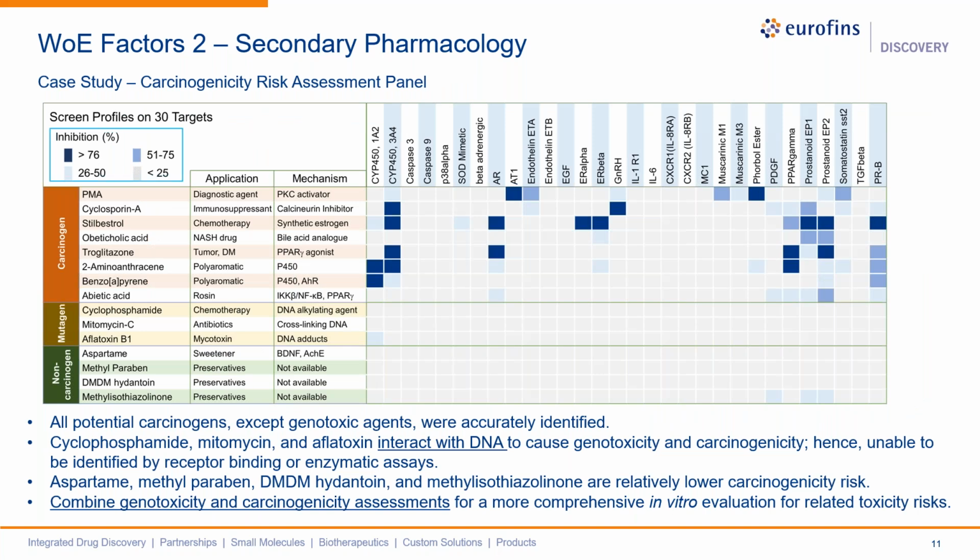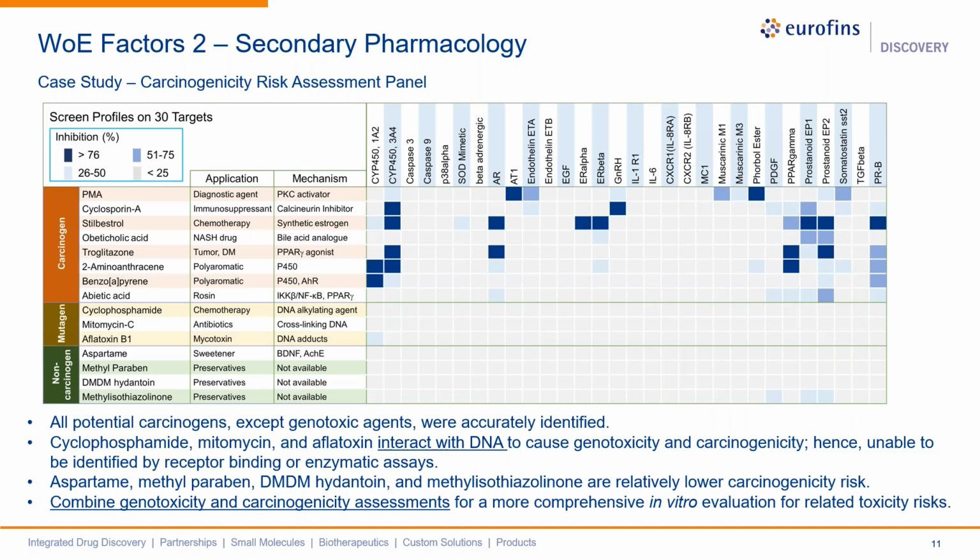Here, I want to share with you the results of our case study in the panel. In this panel, we conducted screening profiling across 30 different targets for various compounds, including well-known carcinogens, mutagens, and non-carcinogens. Our findings are really promising. As shown in the heat map, different shades of blue show the strength of binding inhibition, with dark color indicating strong interaction.